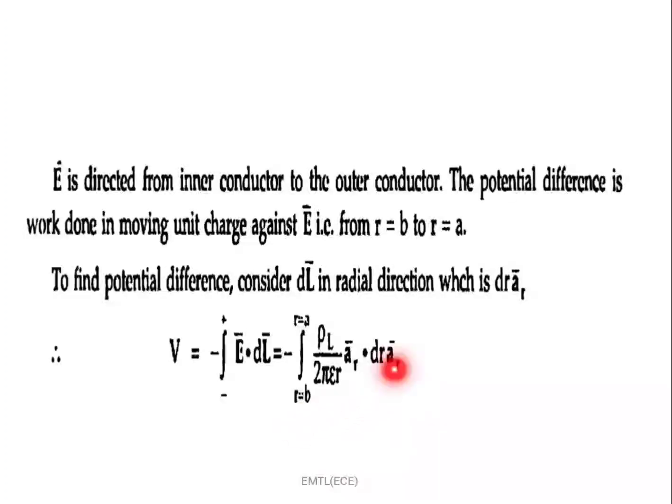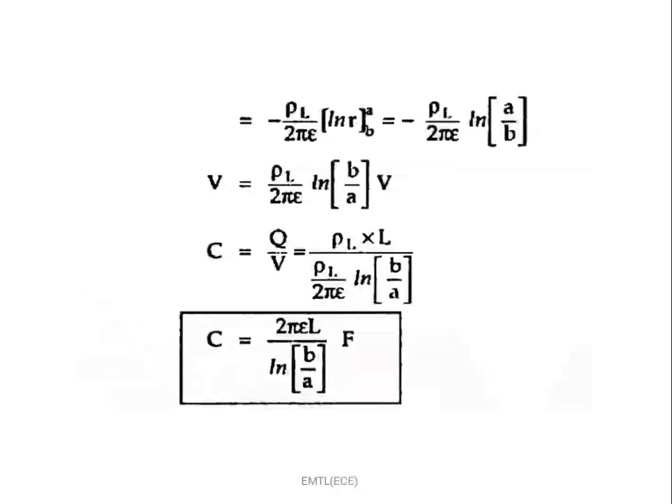Now we have to apply the integral for 1 by r, that is in the form of 1 by x. The integral of 1 by x is equal to log x. That means log r with the limits of b to a. That means log a minus log b, that is log of a by b. So finally we get the expression for the potential, that is V is equal to rho L by 2 pi epsilon log of b by a volts.